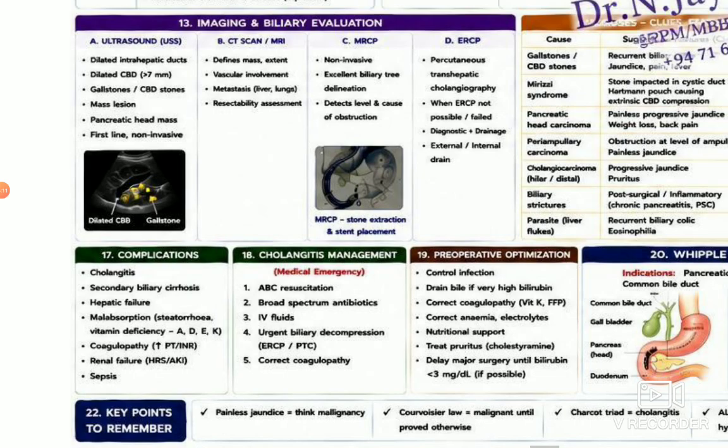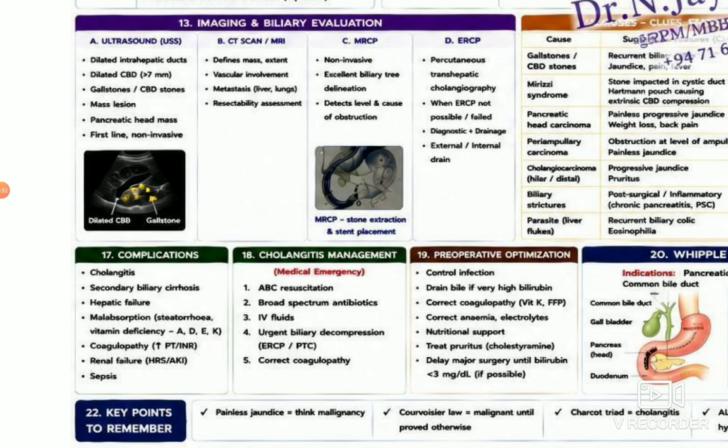The initial management starts with ABC resuscitation: airway, breathing, and circulation. IV fluids. These patients are often septic and dehydrated, so aggressive IV fluid resuscitation is essential. Antibiotics. Start broad spectrum IV antibiotics immediately because common organisms are gram-negative bacteria like E. coli, Klebsiella, Enterococcus. Correct the coagulopathy. Remember, obstructive jaundice causes vitamin K deficiency, so the PT/INR may be prolonged. Correct the coagulopathy if procedures are planned.